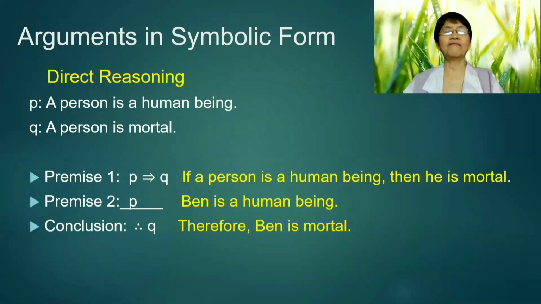Arguments in symbolic form. First, we have direct reasoning. P, a person is a human being. Q, a person is mortal. So premise 1, if a person is a human being, then he is mortal. Then we have a specific example, premise 2, Ben is a human being. Conclusion, therefore, Ben is mortal. So this is direct reasoning.